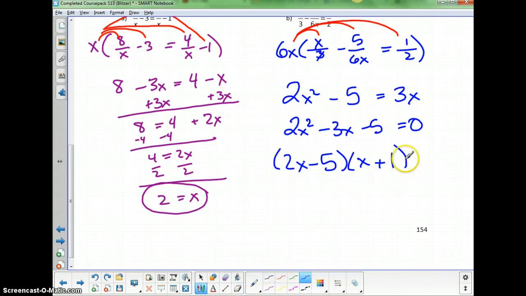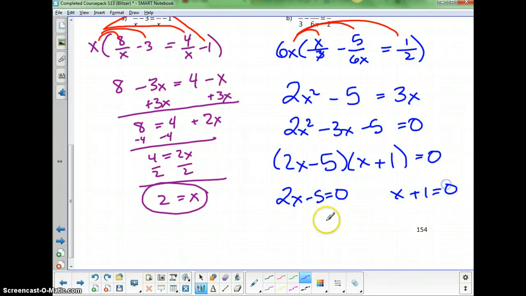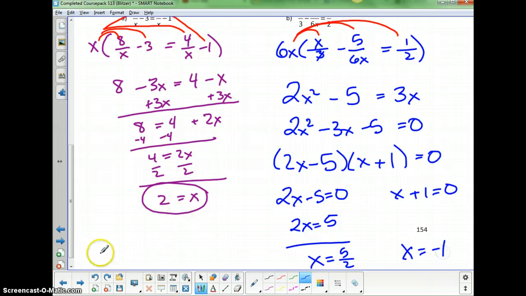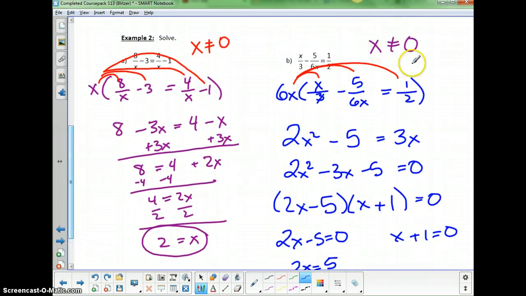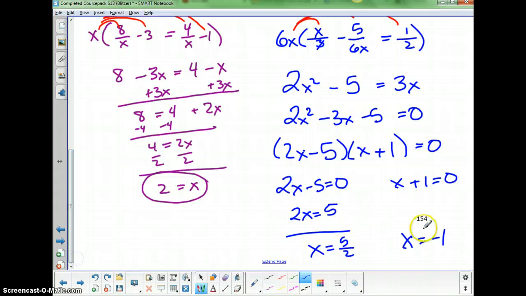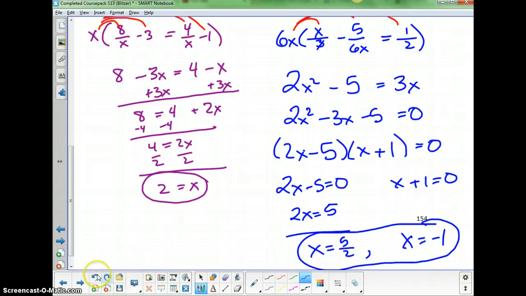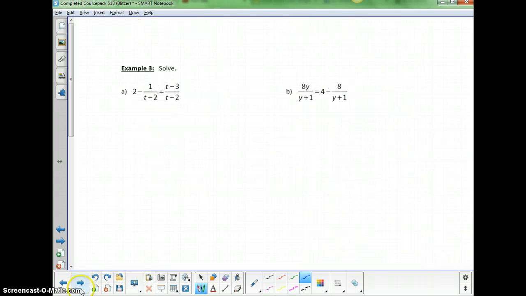And this is supposed to be equal to 0. So then I set each part equal to 0. So that means 2x minus 5 equals 0, or x plus 1 equals 0. So if I add the 5 over, 2x equals 5, divide by 2, so that would be x equals 5/2, or subtract 1 from both sides, x equals negative 1. Now neither of those is my excluded value. My excluded value was 0, so that means that both of them are good. 2 answers, 5/2 and negative 1. Alright, let's look at some more on the next page.